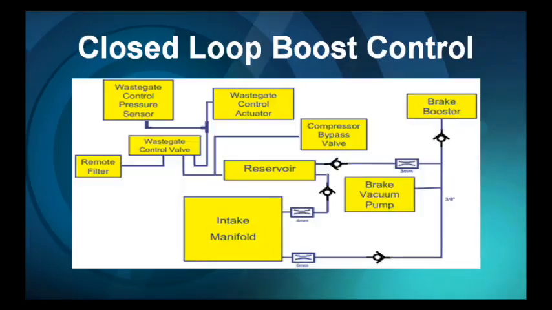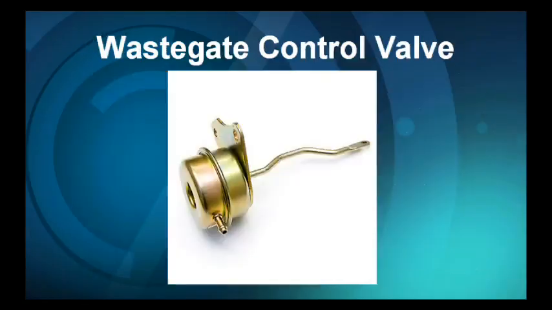So if we go in an overboost condition, it can quickly dump off the boost pressure. That bypass valve is also used when the computer detects decel. It can bleed off the pressure in front of the throttle plate, quickly bleeding off any pressure that may cause pressure waves in front of the throttle plate. So let's look at some of these components individually.